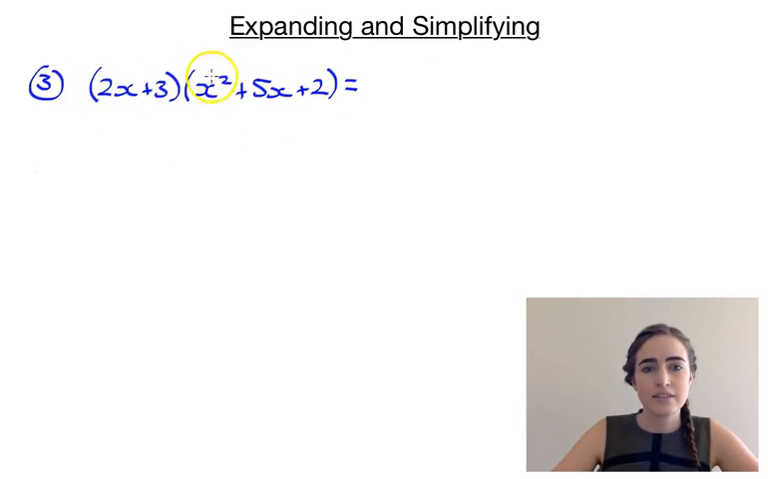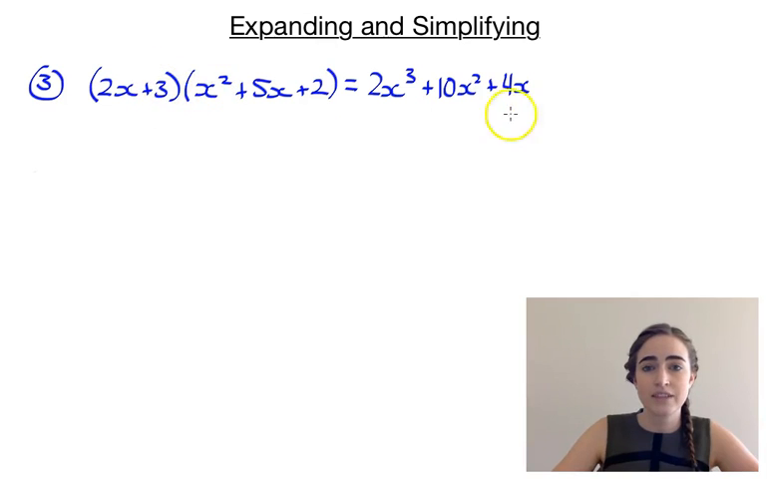So we're going to have 2x times x squared would give us 2x cubed. Then we've got 2x times 5x would give us 10x squared. And 2x times 2 would give us 4x. Then we'll move on to the 3.